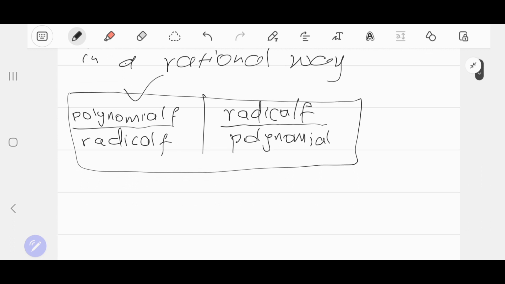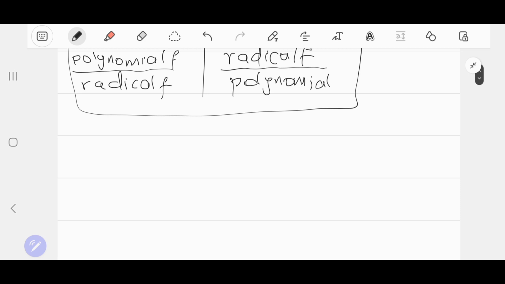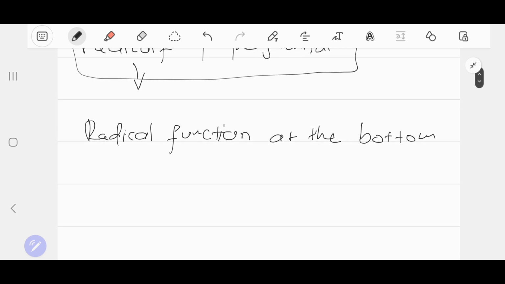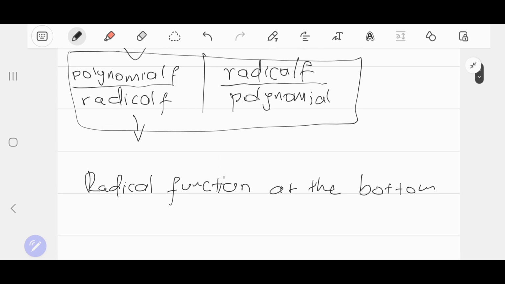So in this one, people, you will have what? You will have a radical function at the bottom. In this case, it's this one. At the bottom. But remember, you will have what, people? A polynomial function. You will have a polynomial function in this case.